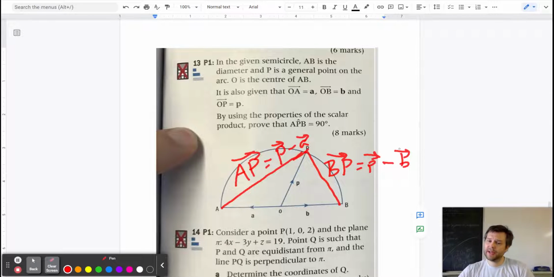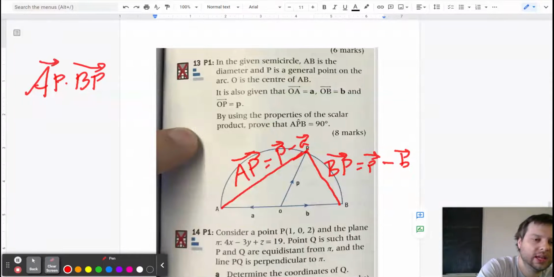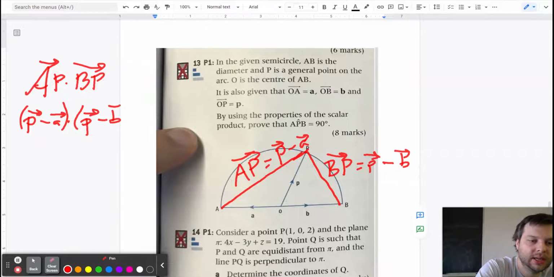And so whenever you're asked to find that the value of an angle is 90 degrees, you should be thinking, okay, the dot product needs to equal 0. So let's take the dot product of AP dotted with BP. So AP dotted with BP is the same as P minus A dotted with P minus B.